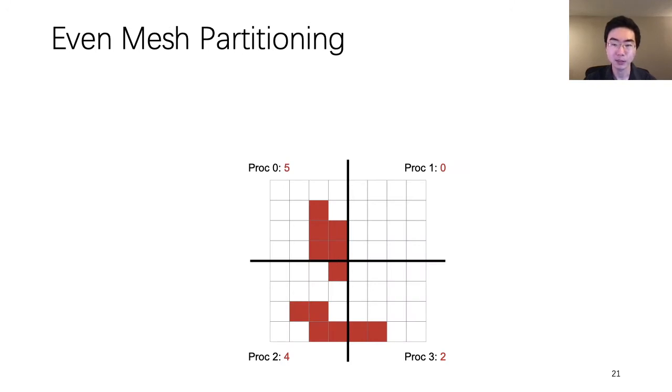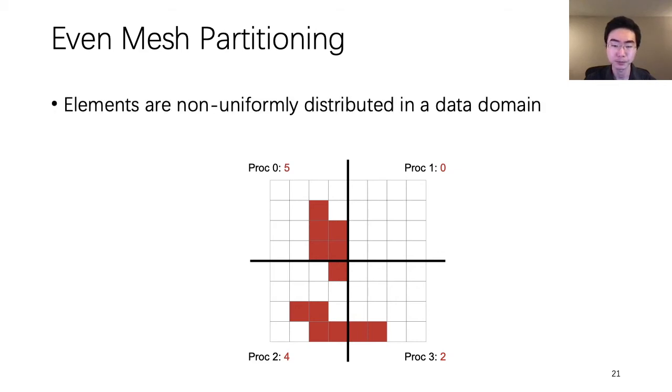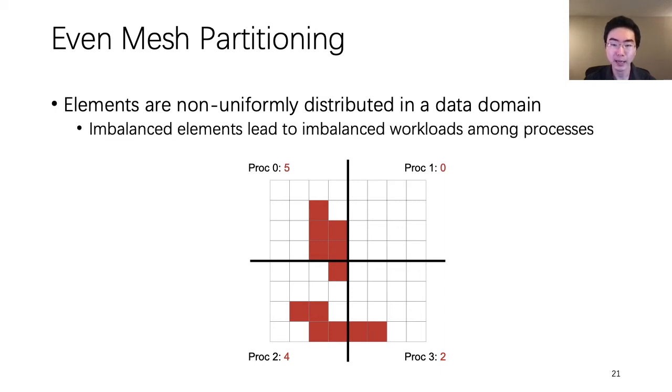We next discuss workloads of processes. Existing methods partition the mesh evenly and assign partitioned mesh to each process. For example, in the figure, each process has the same number of mesh cells. However, the number of elements in each process may be different when elements are distributed non-uniformly in the data domain. Imbalanced elements lead to imbalanced workloads among processes.